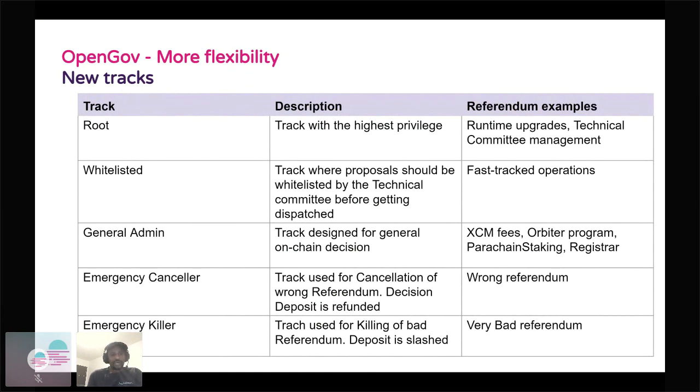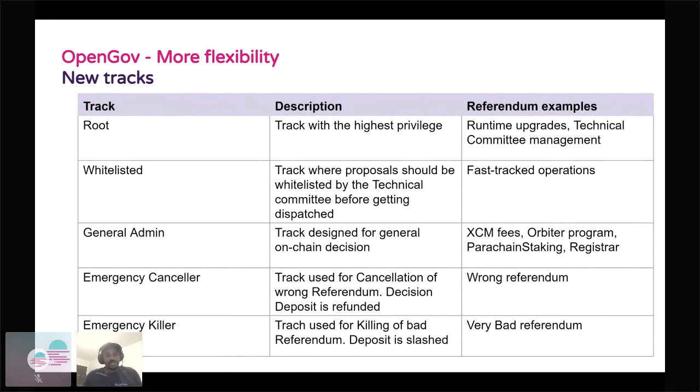There is, again, the general admin track that is used for general operations like XCM management, the orbiter program, parachain staking, registrar, and a lot of different things. So this is a track that is, again, fully open to any community member to propose something. And the throughput is medium, so it makes it easier to propose something and to have it go through.